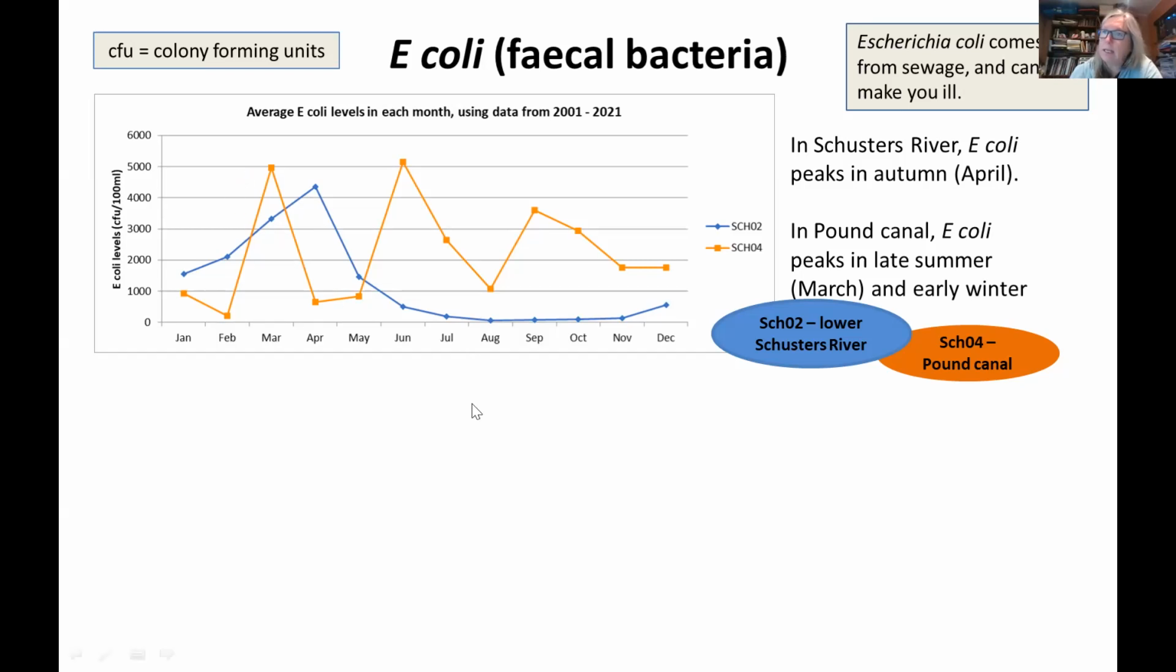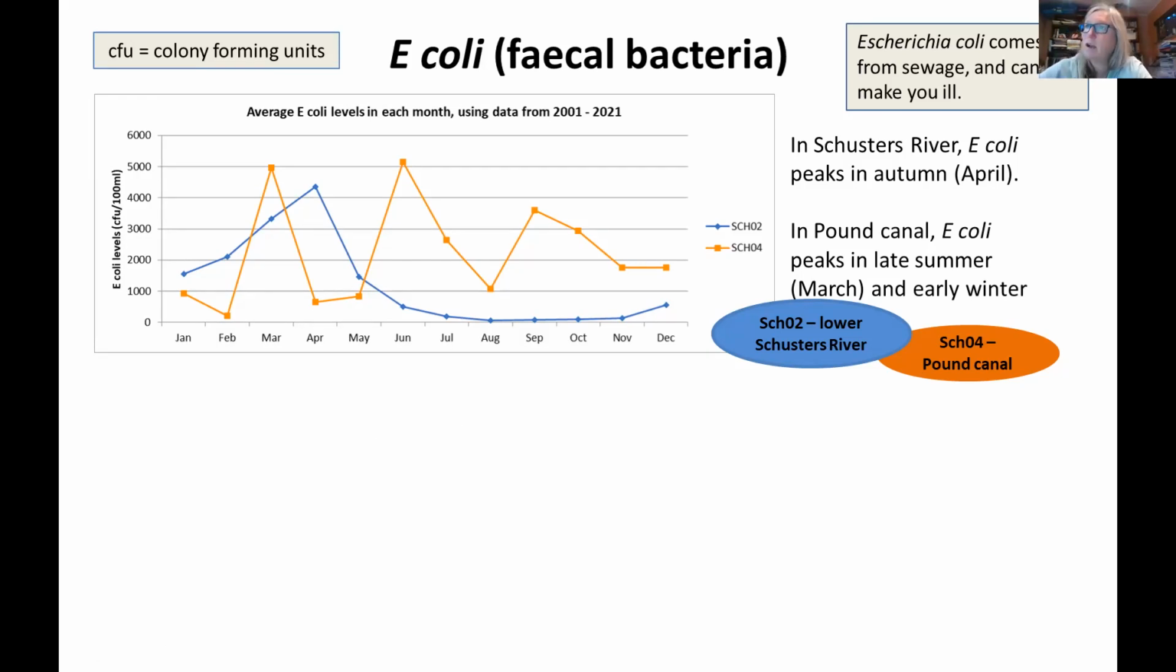So firstly, looking at the monthly data. This is about 20 years of data averaged for each month over that entire period. So you can see very broad patterns here, where the Pound Canal, which is the orange line, and it's always going to be orange in the graphs, and the lower Schusters is always going to be blue.